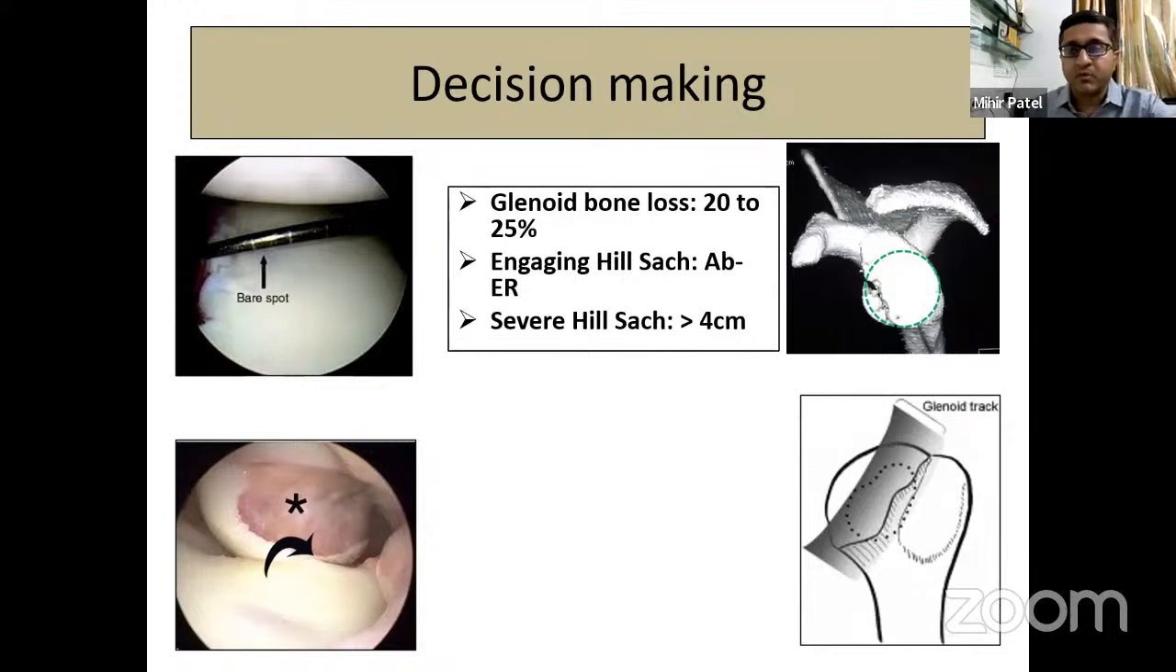We discuss glenoid bone loss. Usually 20-25% is significant. We need to shift out after arthroscopic Bankart. If there is an engaging Hill-Sachs and there is a severe Hill-Sachs. So all these things were discussed, okay, before Itoi came with his paper on the glenoid track.